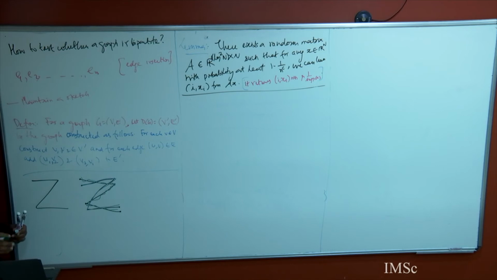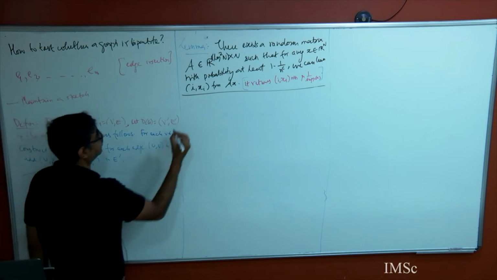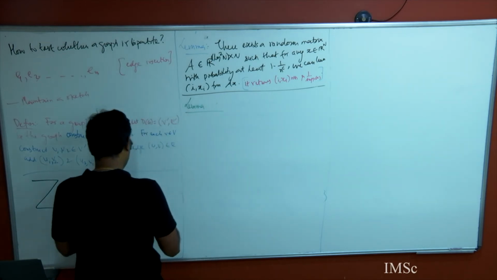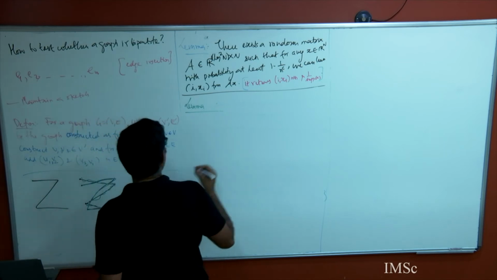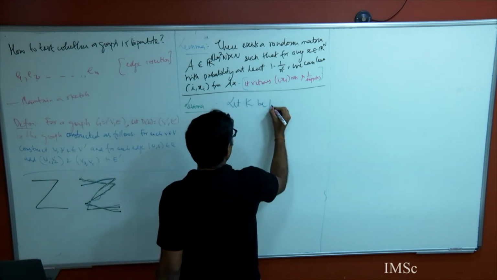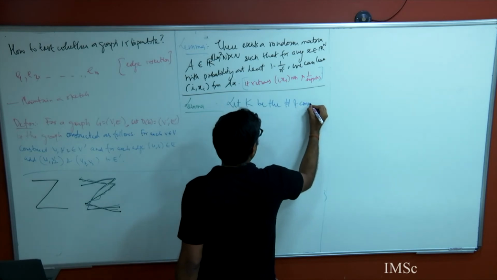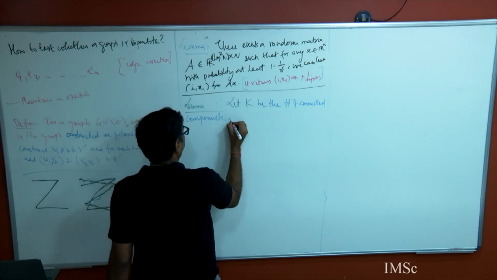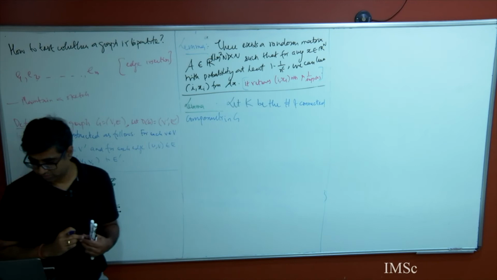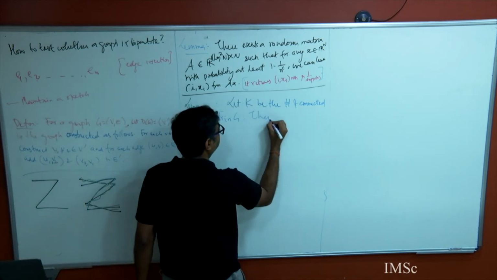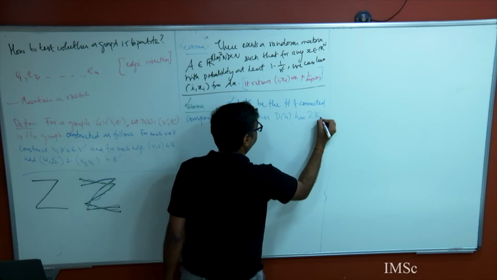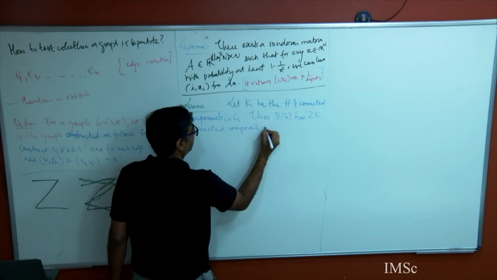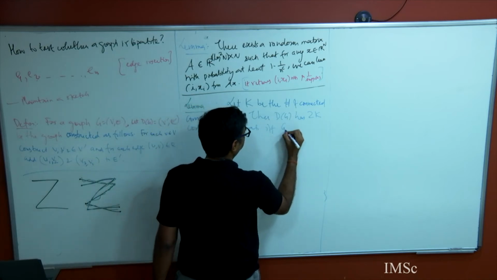Yes. So the lemma is what we'll prove. Lemma: let k be the number of connected components in G. Then DG has 2k connected components if and only if G is bipartite.